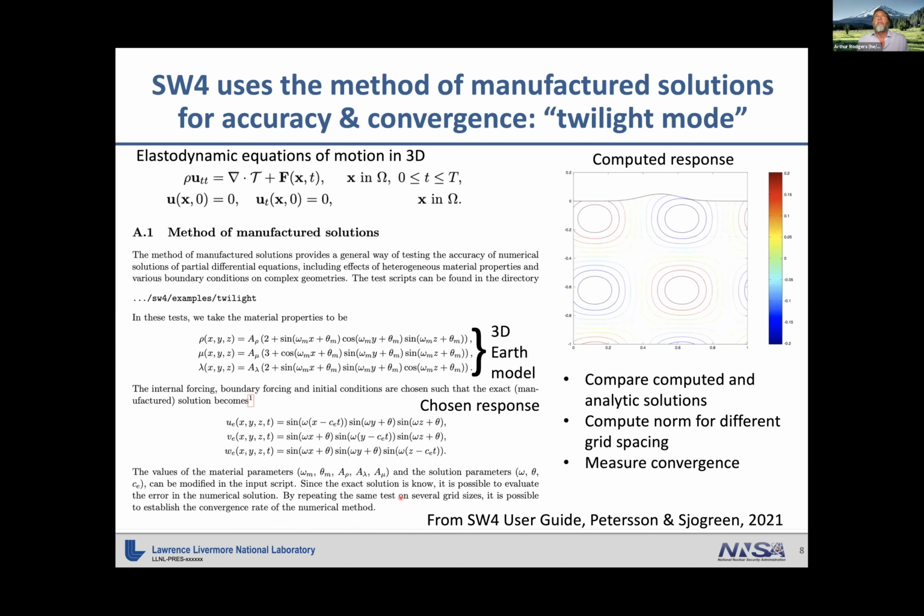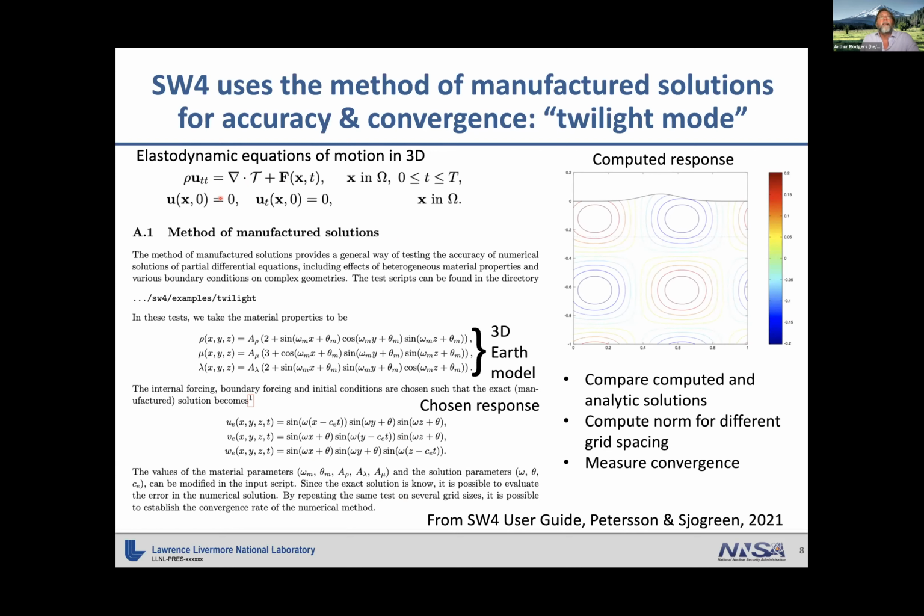SW4 has an option to use something called the method of manufactured solutions for testing accuracy and convergence. We know the wave equation. Rather than specifying the forcing and the Earth model and solving for the response, one can choose the response, plug it into these equations, and these are simple harmonic functions.